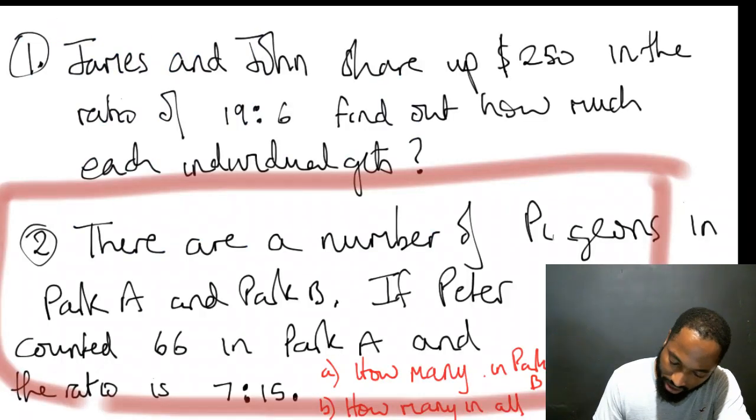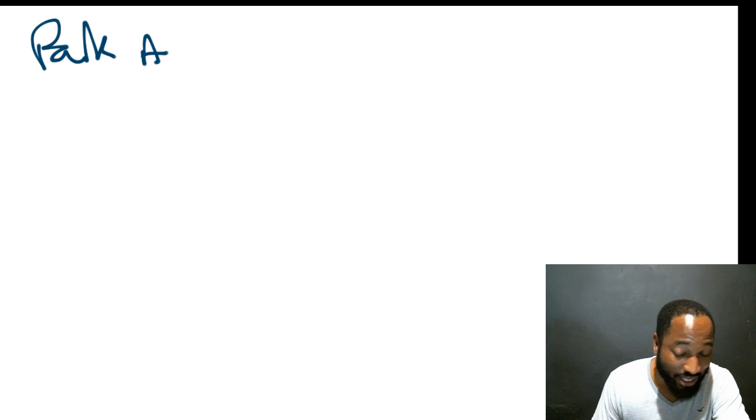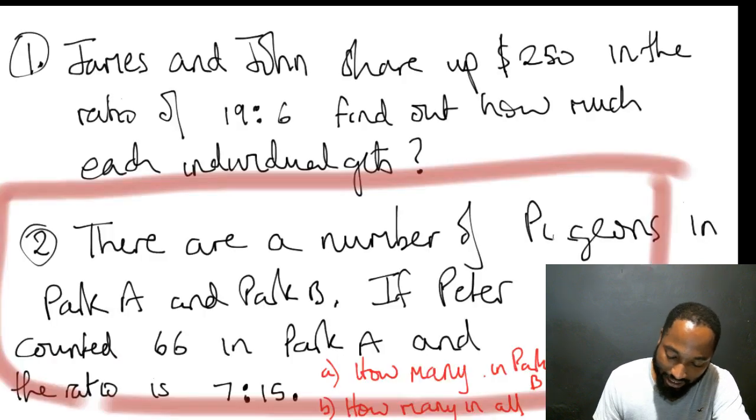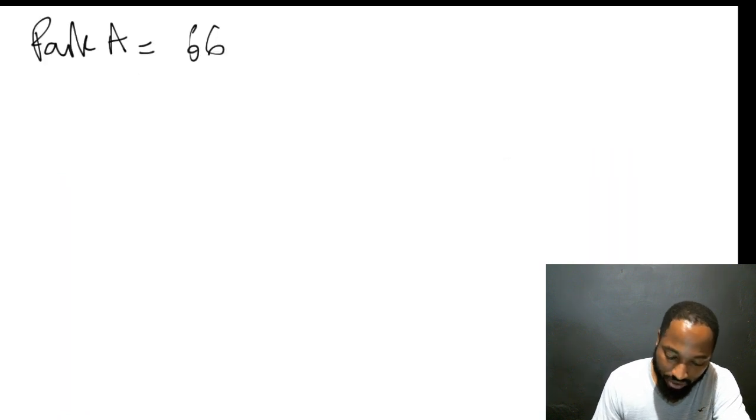So it says in Park A, there was 66. Now I just put in Peter to try this, put in other variable. But Peter had nothing to do with anything. He was just the guy who counted, right? So don't worry about Peter. So in Park A, there was 66 pigeons. How many parts does this represent? 7, right? So 7 parts.